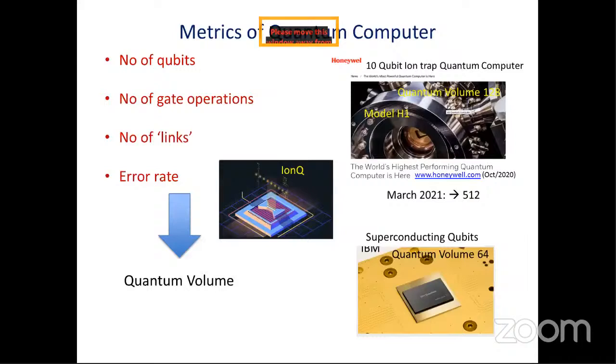Now, what are the metrics? These days you keep hearing about the number of qubits increasing, and there are a couple of companies leading the way, like IBM, Google, Honeywell. Every year you keep hearing that the number of qubits has increased. Now, what does this mean? What is the metric for how good a quantum computer is?